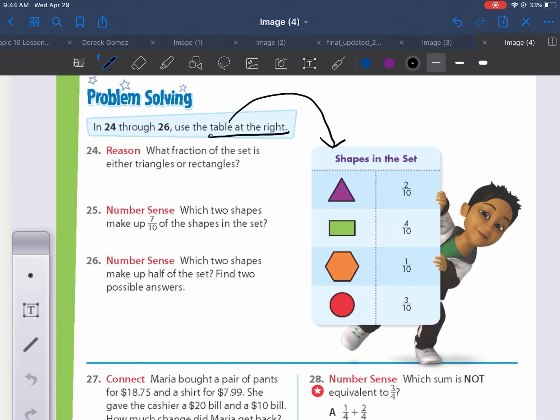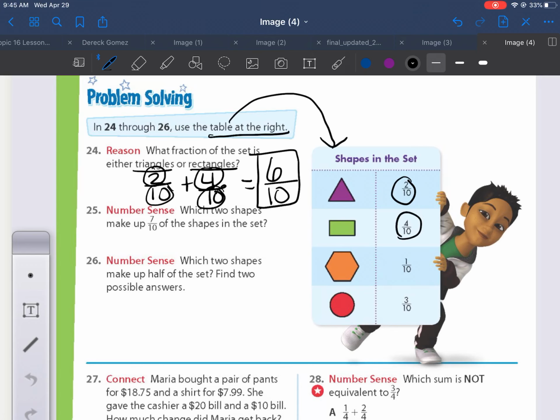We go now to the back. Problem solving in 24 through 26. Use the table at the right. So we're going to be using this one for 24 through 26. Number 24 says reason. What fraction of the set is either triangles or rectangles? Remember, or means both, either or. So that means addition. Denominator is going to stay the same. 4 plus 2 is 6.